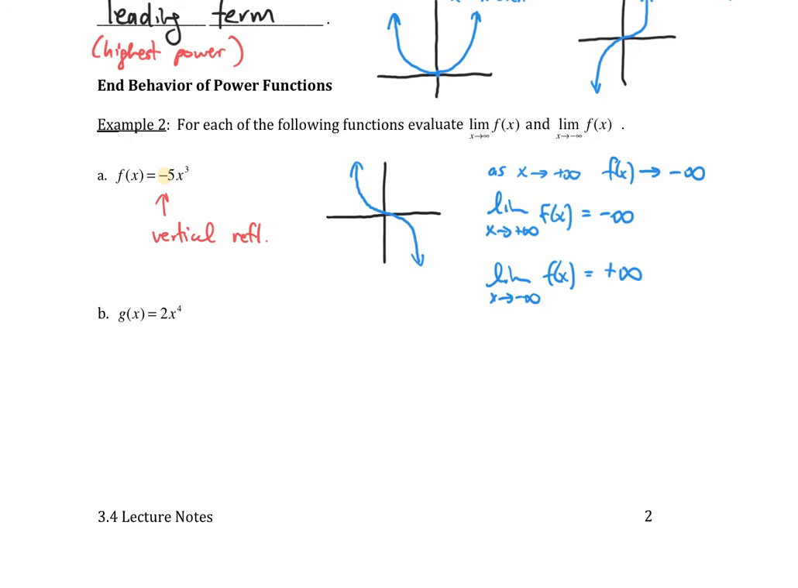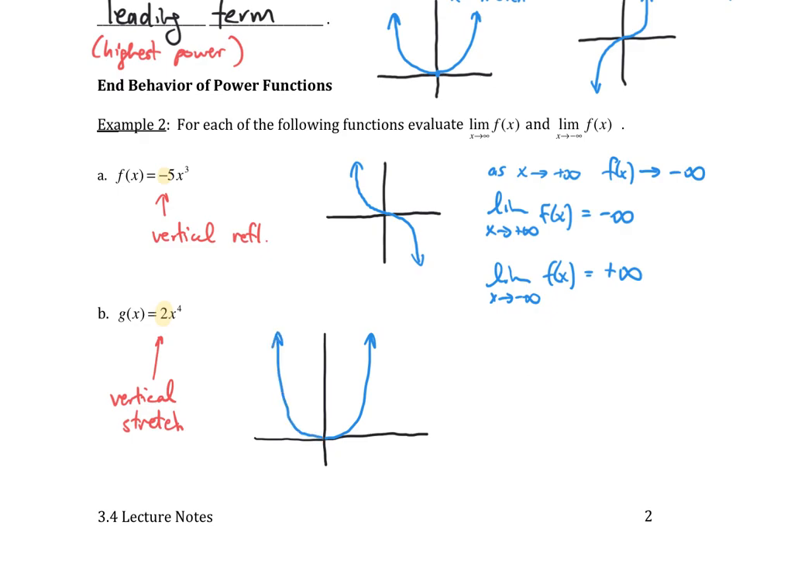When I look at g of x, I see there's a 2 in front here. That 2 is nothing more than a vertical stretch. A vertical stretch is not going to affect the end behavior. So when I draw my picture this time, I draw my axes like this. X to the fourth is an even powered power function. So this guy comes up like this and comes up like this.